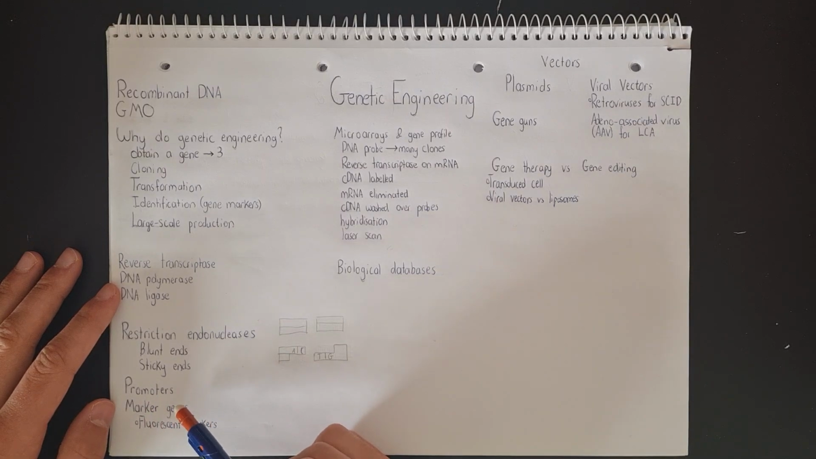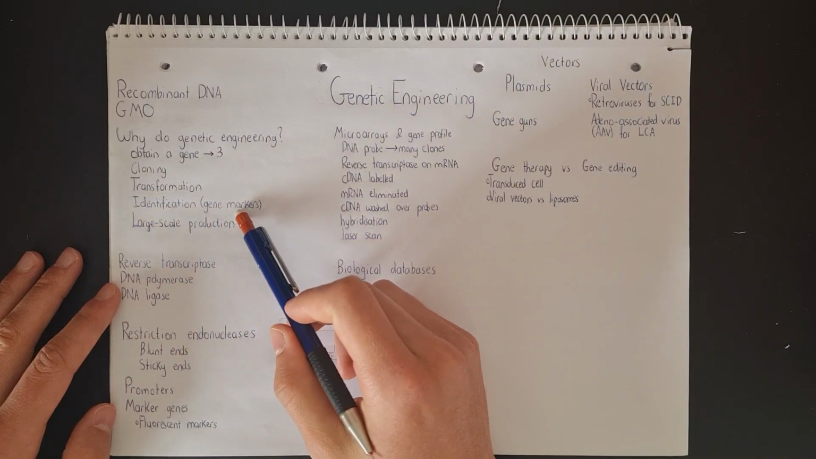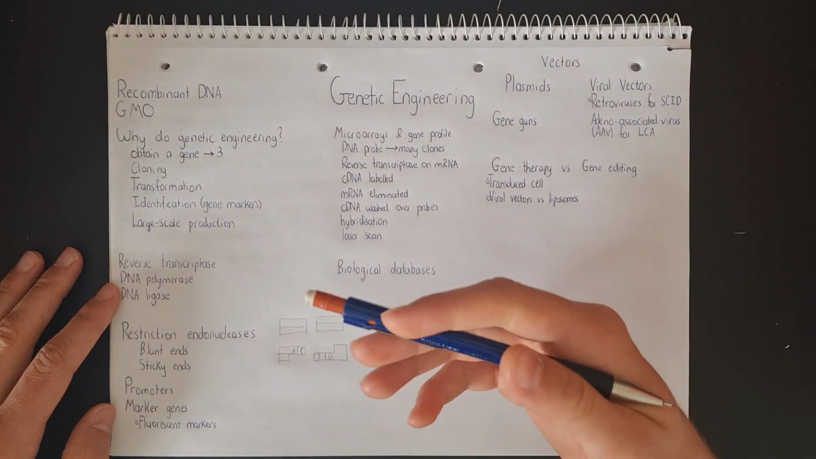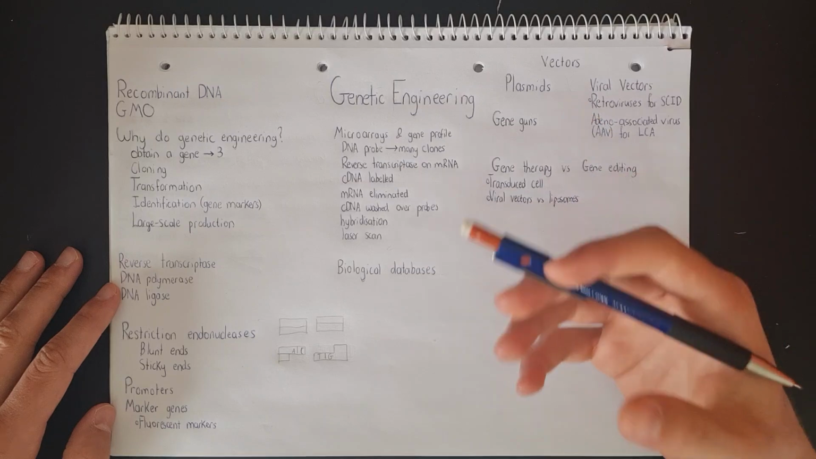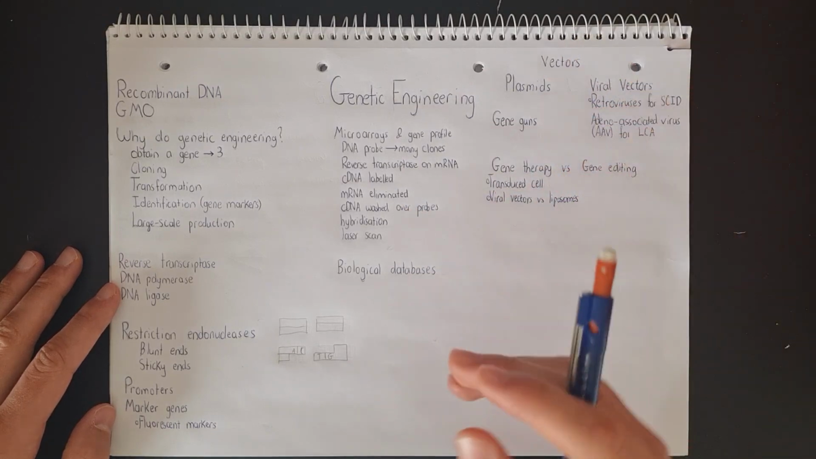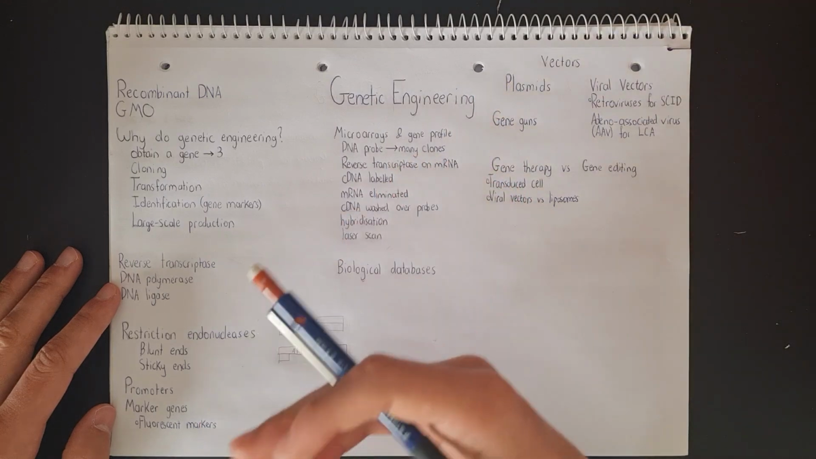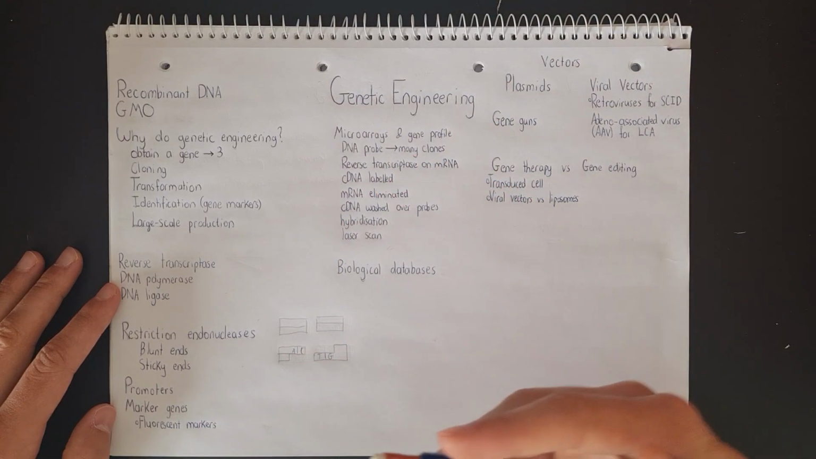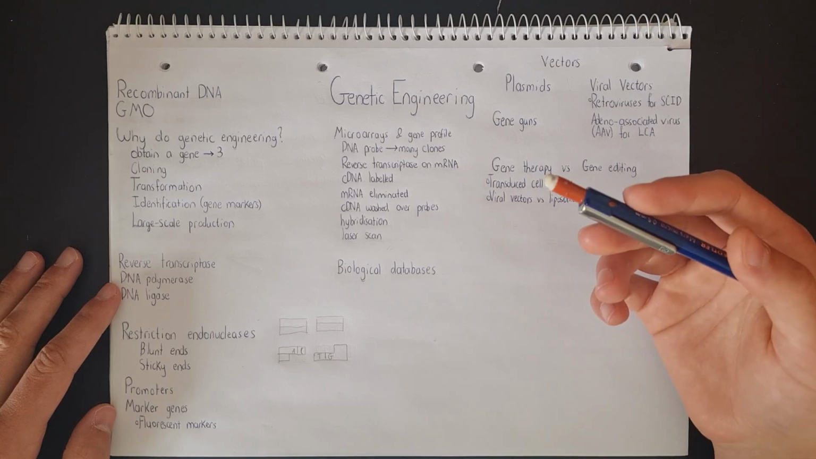What we can also do is add marker genes. Marker genes are basically genes that we will use to make sure, as we talked about in identification, if the host cell has uptaken the gene that we inputted, right? Because we can put a gene in, but it may not actually be uptaken in the organism's genome.